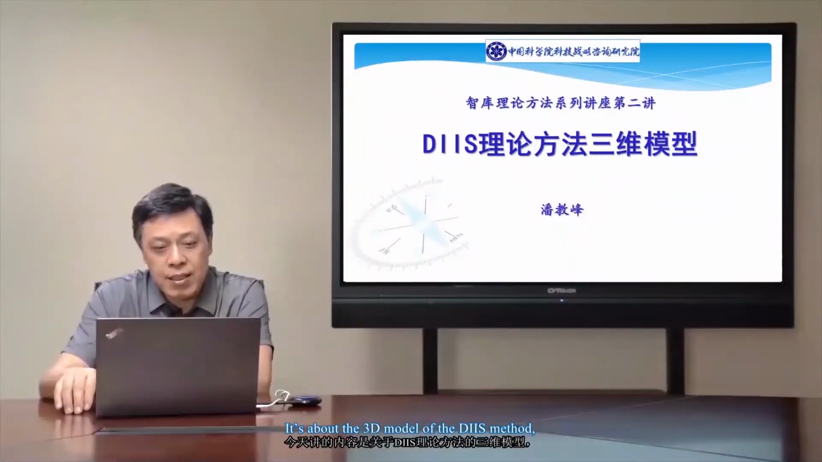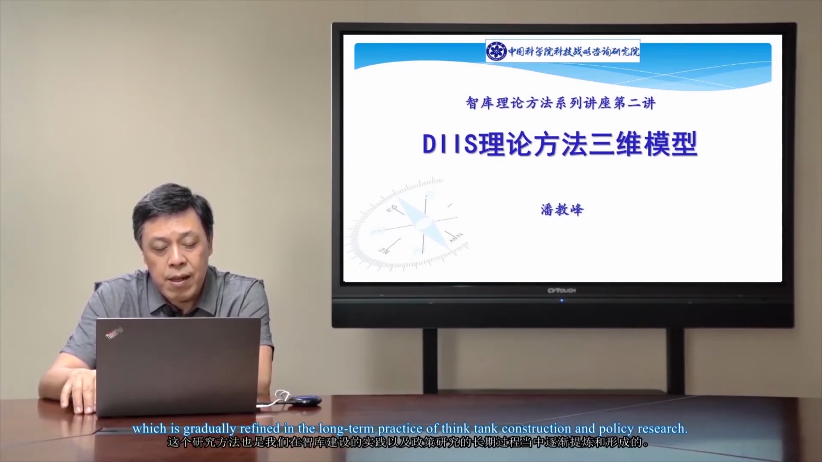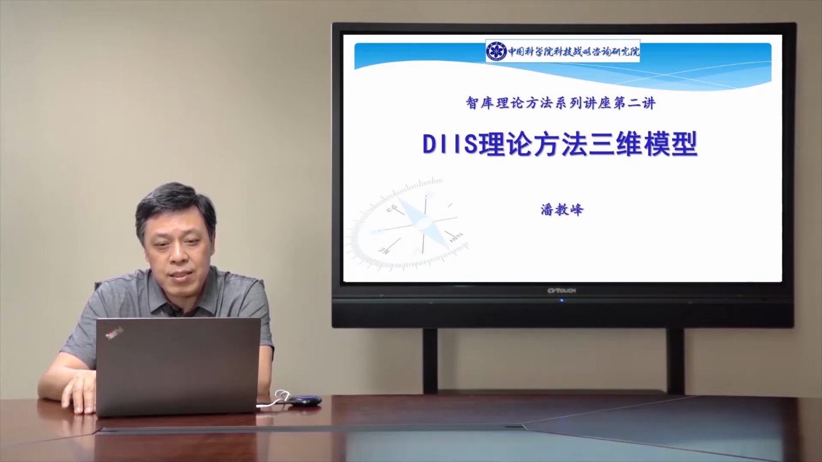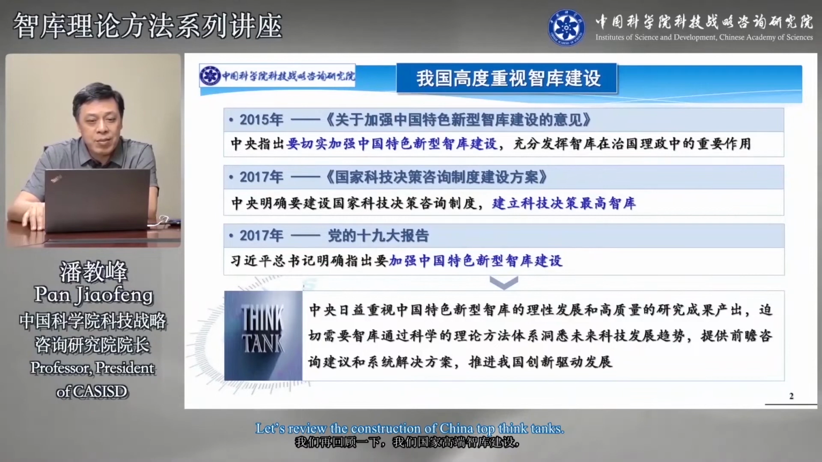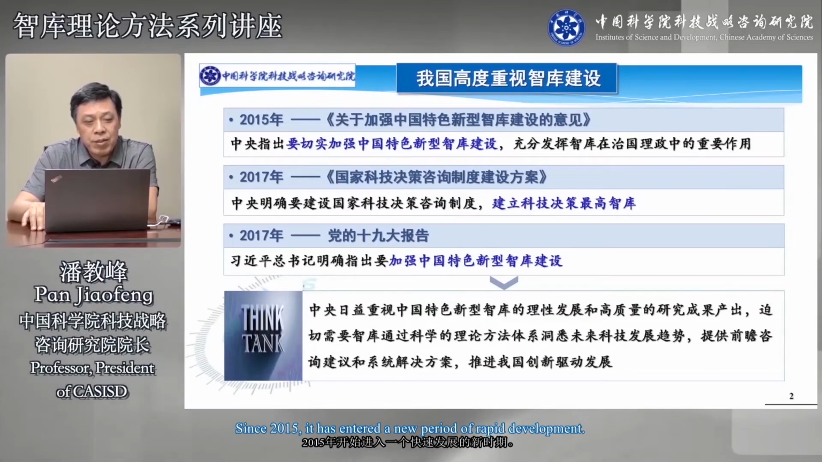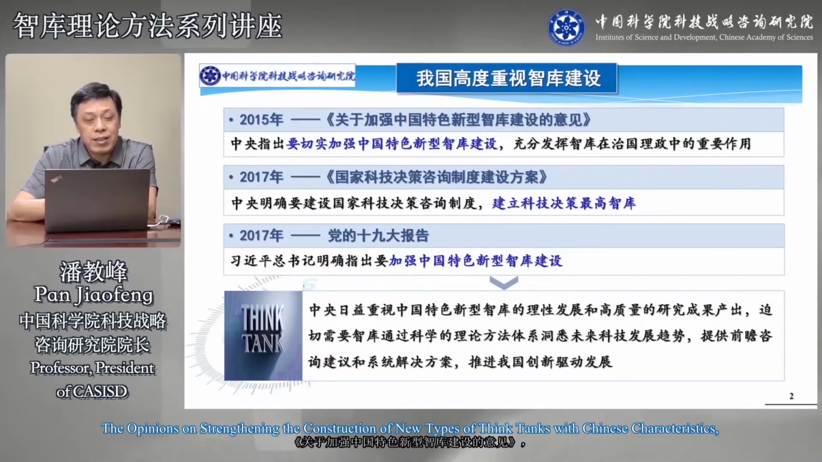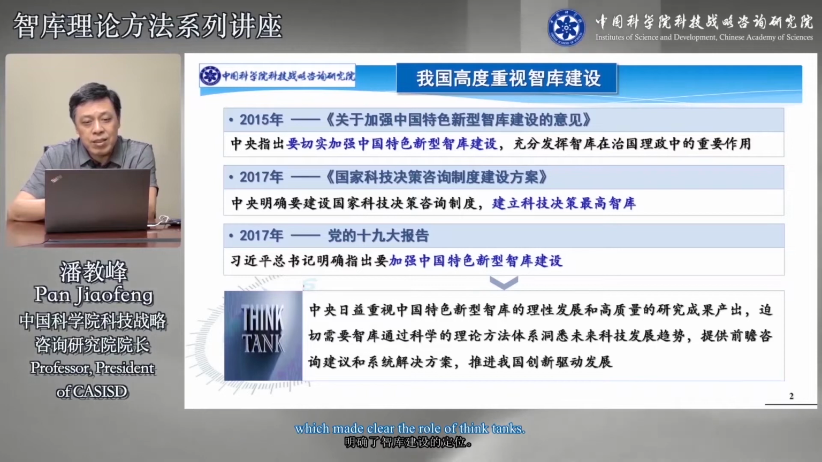It's about the 3D model of the DIIS method, which is gradually refined in the long-term practice of think tank construction and policy research. Let's review the construction of China's top think tanks. Since 2015, it has entered a new period of rapid development. The central government issued the opinions on strengthening the construction of new types of think tanks with Chinese characteristics, which made clear the role of think tanks. That is to support the governance of the country.